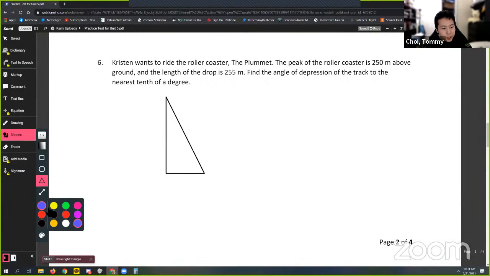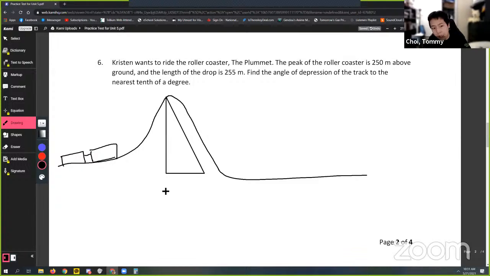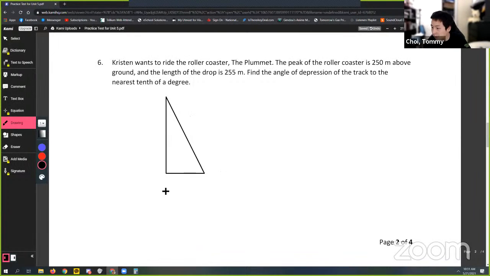So essentially, if you were to imagine the track, just assume the roller coaster goes up like this, and then it's dropping, and there's cars here with the roller coaster. It goes up. You know what I'm saying? It's approximated as approximately a triangle is what we're trying to go with, right? This whole unit is about triangles. Draw a triangle. With that being said, the information that we're given is that the height is 250 meters and the length of the drop is 255 meters.